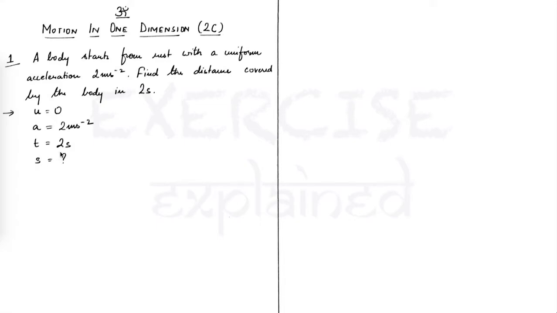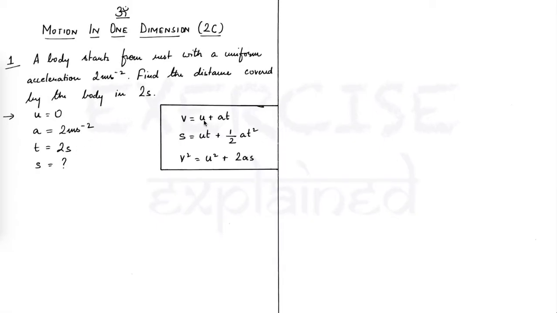Since this is the first video of 9th standard, I would be explaining you how to choose an equation. For that, I would be writing all the three equations of motion here. The first one is velocity time relation, that is v is equal to u plus at. The next one is position time relation, that is s is equal to ut plus half at square. And the third one is position velocity relation, that is v square is equal to u square plus 2as.